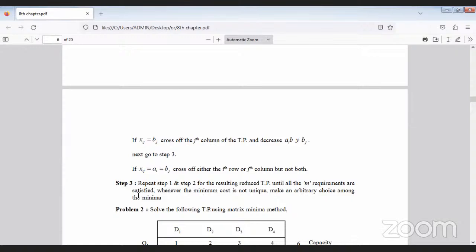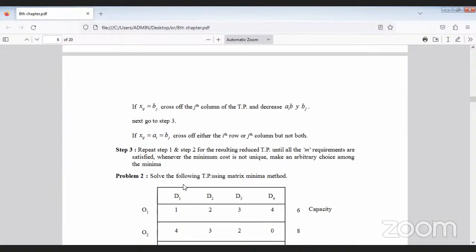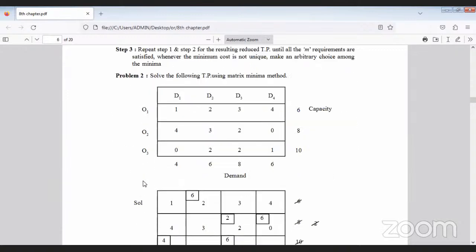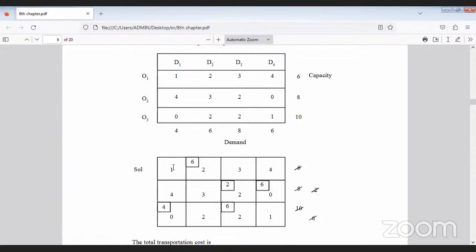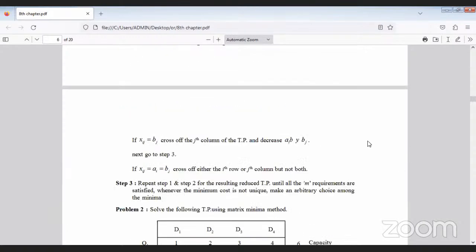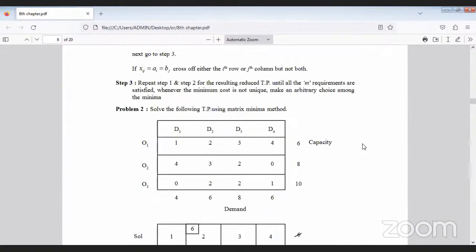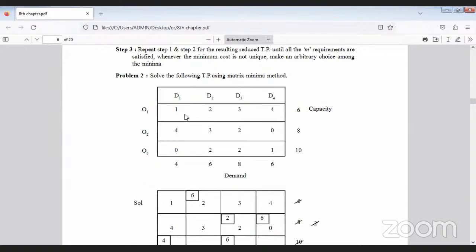Whenever the minimum cost is not unique, make an arbitrary choice among the minimums. See here, a problem with D1, D2, D3, D4 and the cost matrix 1 2 3 4, 4 3 2 0, 0 2 2 1 4, with supplies 6, 8, 10. What is the highest? Why should we write 2 here, and why should we write 2 out of 6 here?